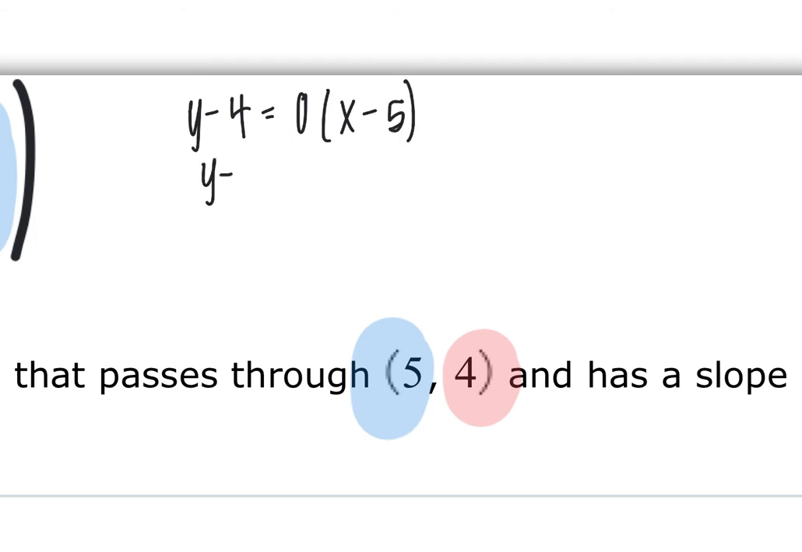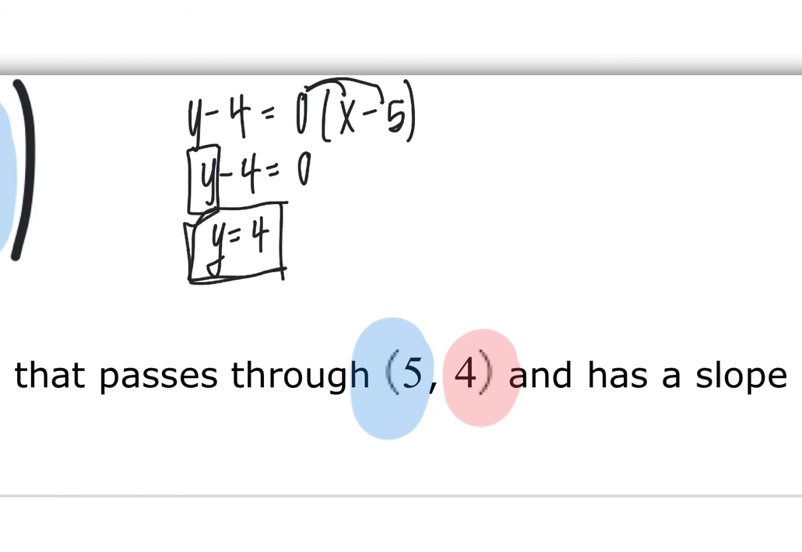And now I can just distribute that 0 to get 0 times x is 0, 0 times -5 is 0. If I'm solving for, if I'm putting it in y equals form, I do need that y by itself. So I will move that -4 to the other side. And this is the answer right here.